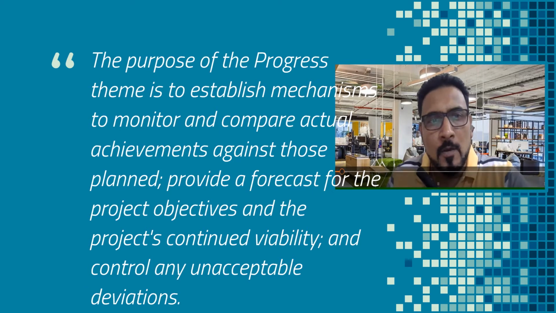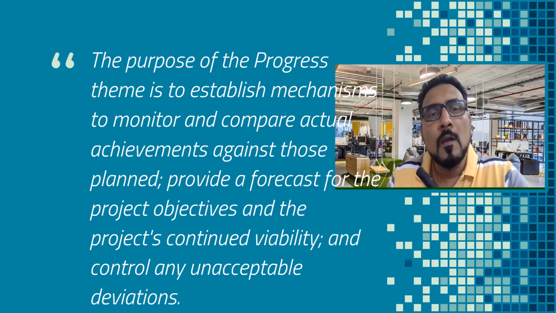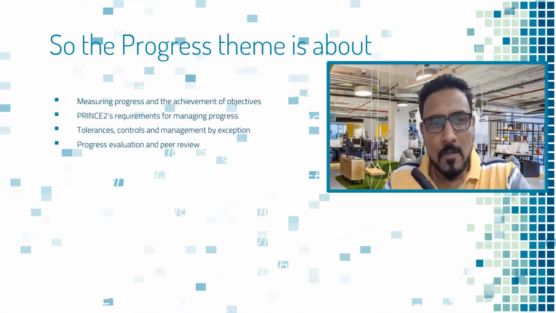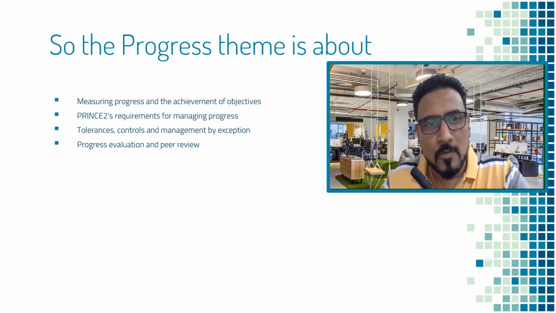Okay, now let's look at the purpose of the progress theme. The purpose of the progress theme is basically to establish mechanisms to monitor and compare actual achievements against those planned, to provide a forecast for the project objectives and the project's continued viability and control any unacceptable deviations. So let's understand what the progress theme is all about. The progress theme is about measuring progress and the achievement of objectives, PRINCE2's requirements for managing progress, tolerances, controls and management by exception, and finally progress evaluation and peer review.